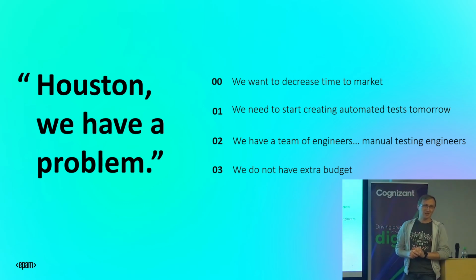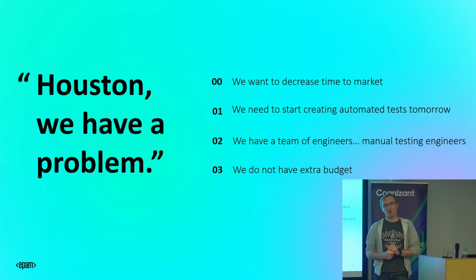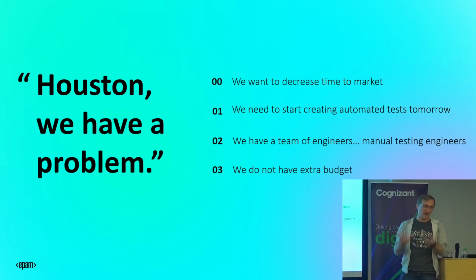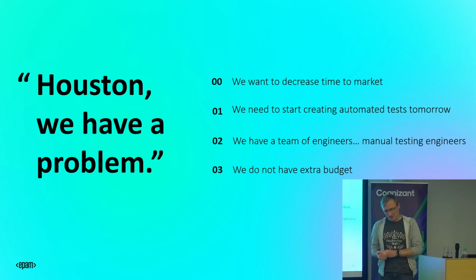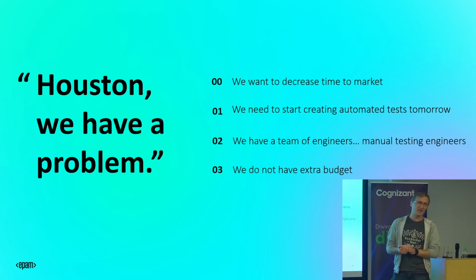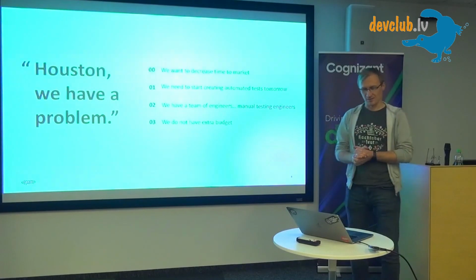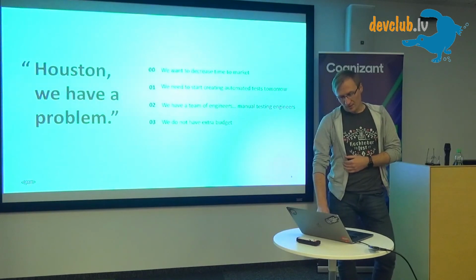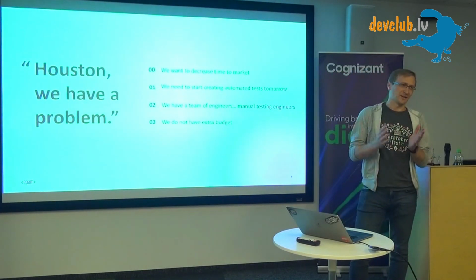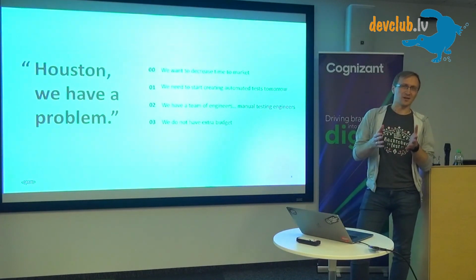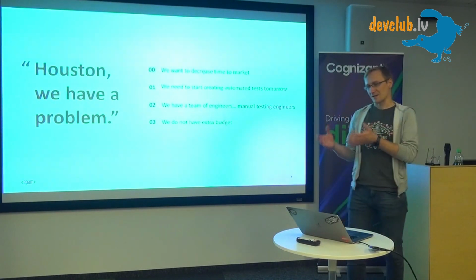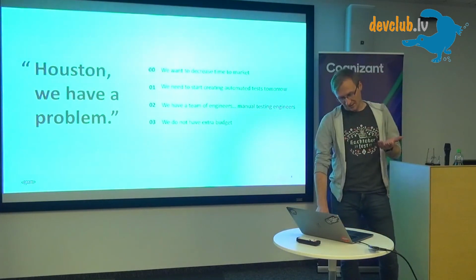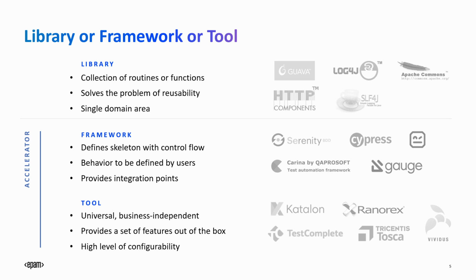And it doesn't matter that we have a team of engineers, but these are only manual or functional test engineers. Also we do not have extra budget. It means that we cannot buy any tool, we cannot hire more people. We need to do something now, and we need to start creating automated tests. The problem here is very wide, but let's focus today on the tooling and choosing some approach for how we can achieve it technically.